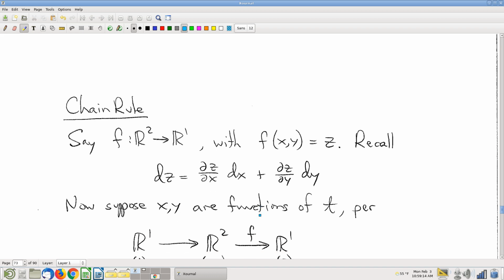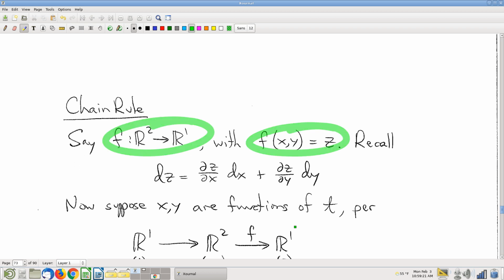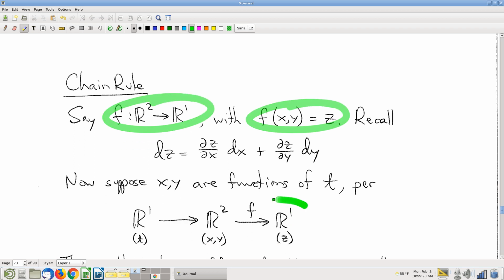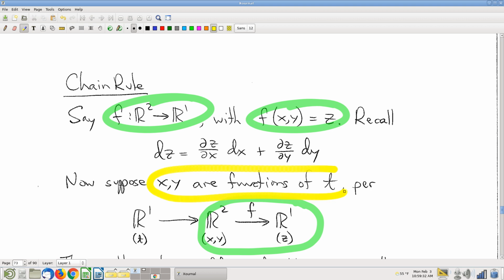let's precompose this function. Let me remind you, we have this function here, f from R2 to R1, z is a function of x and y. I want to take this function that I've already got differentials written down for. I want to precompose with another function. I want to think of its input variables, x and y, as being functions of t. So you can see I'm composing these functions. Z is a function of x and y. X and y themselves are functions of t.